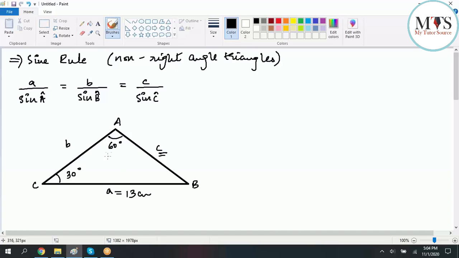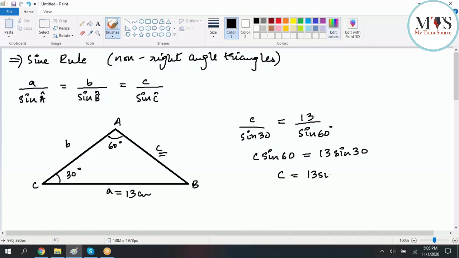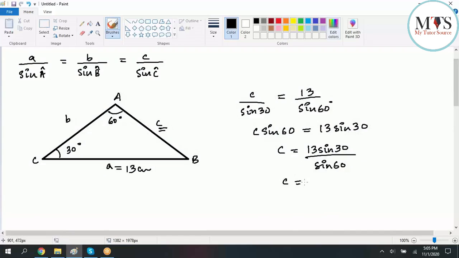So now, if we had to find the length of c, how would we write this? You would do c over sine 30 equals 13 over sine 60, and then you would multiply 13 by sine 30 so that you get c equals 13 times sine 30 over sine 60. After you solve that, which I will do right now, you just get the answer for c, which is 7.5 centimeters.